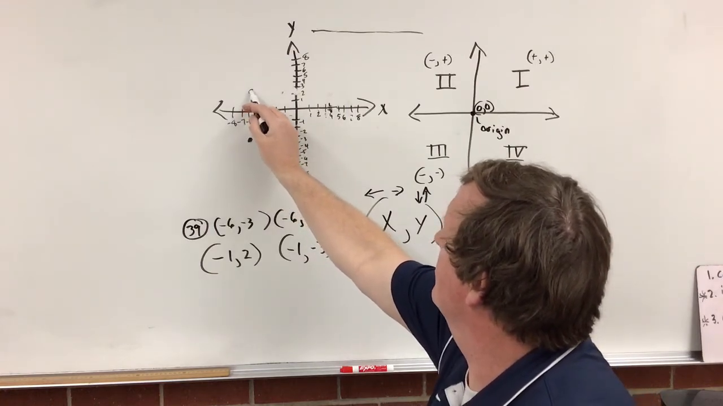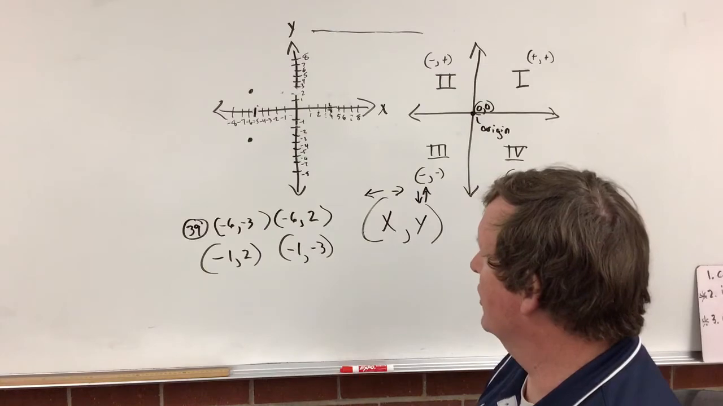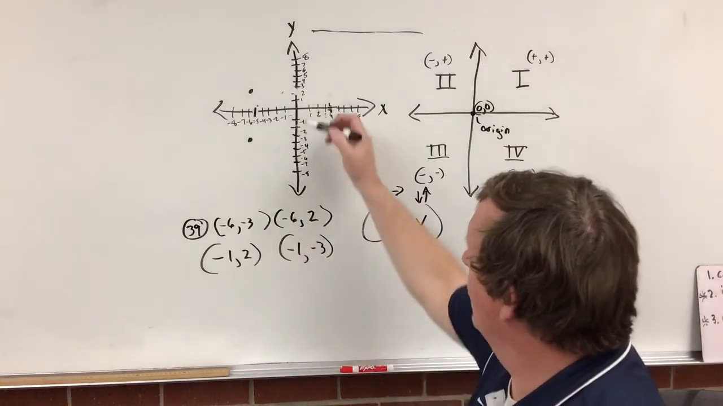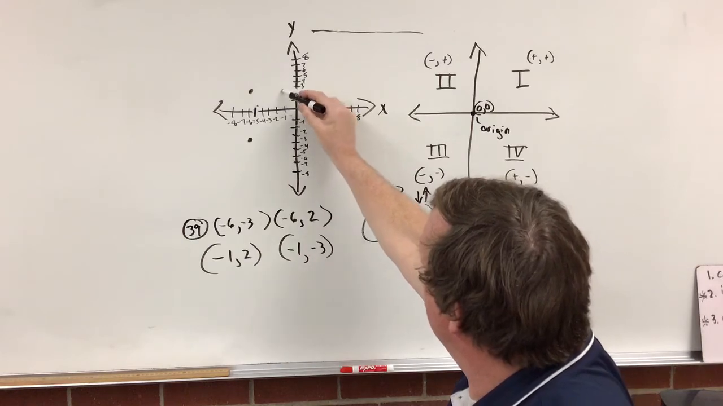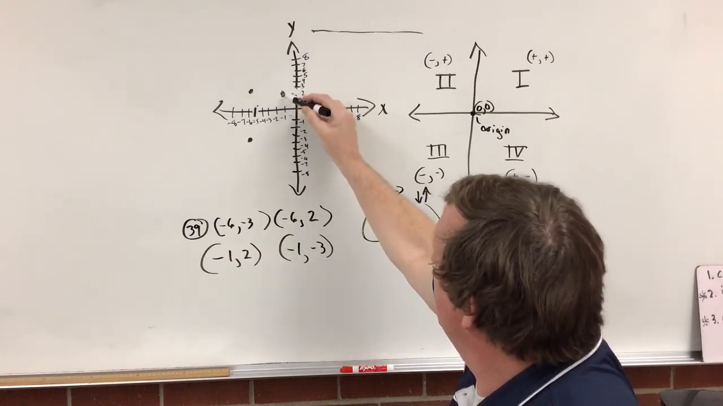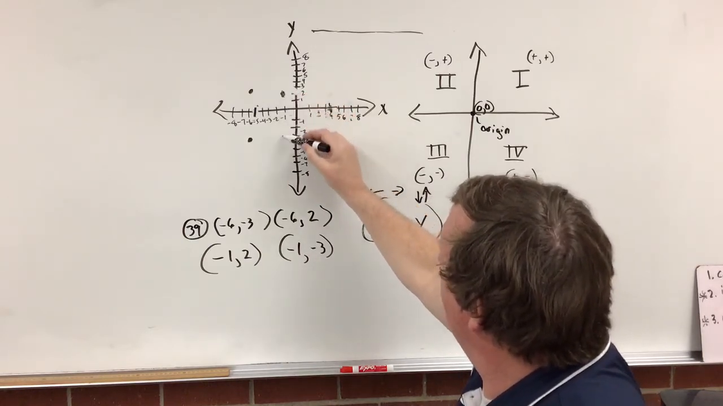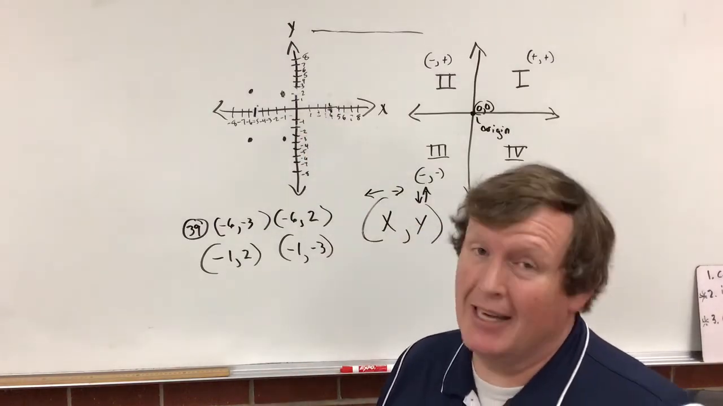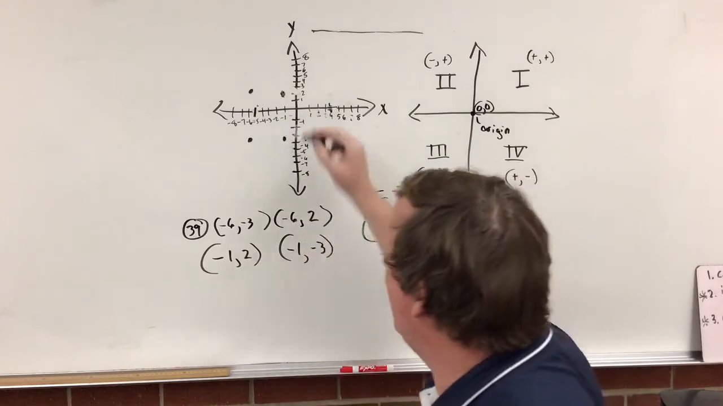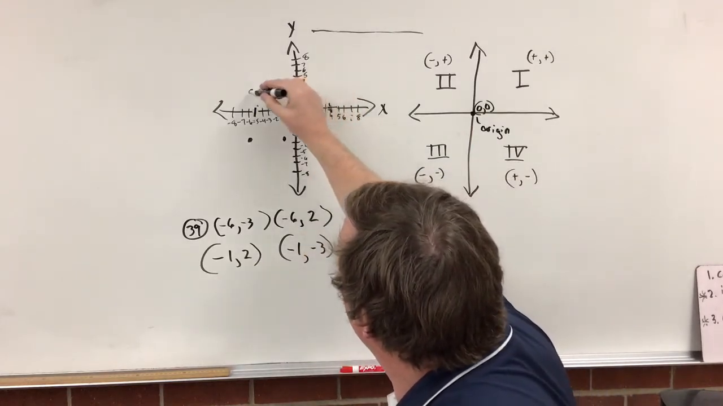Okay. All right, there's -6, 2. Next one it says, go -1 to the left, up 2. 1, 2, and then do -1 down 3. And then it tells you to connect the dots like you're making a dot to dot.